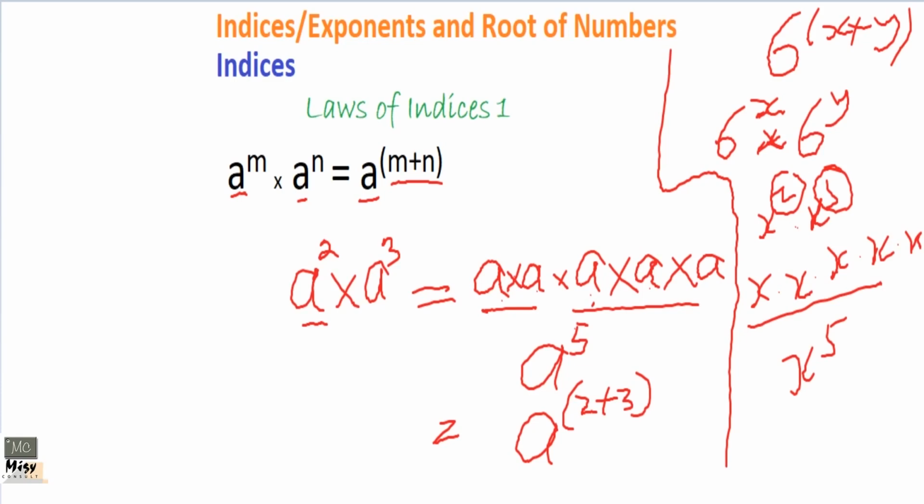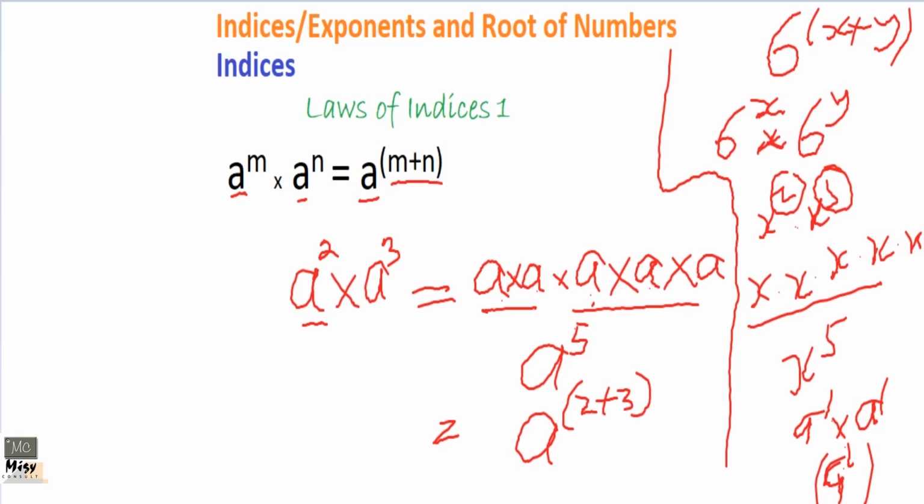So instead of thinking and remembering, just give yourself a very simple example. It could be a raised to the power 1 times a raised to the power 1, and you will see that it will give you a raised to the power 2, because a raised to the power 1 times a raised to the power 1 gives a raised to the power 2, which means 1 plus 1. Then it means that you are just adding the exponents. I believe this makes sense.